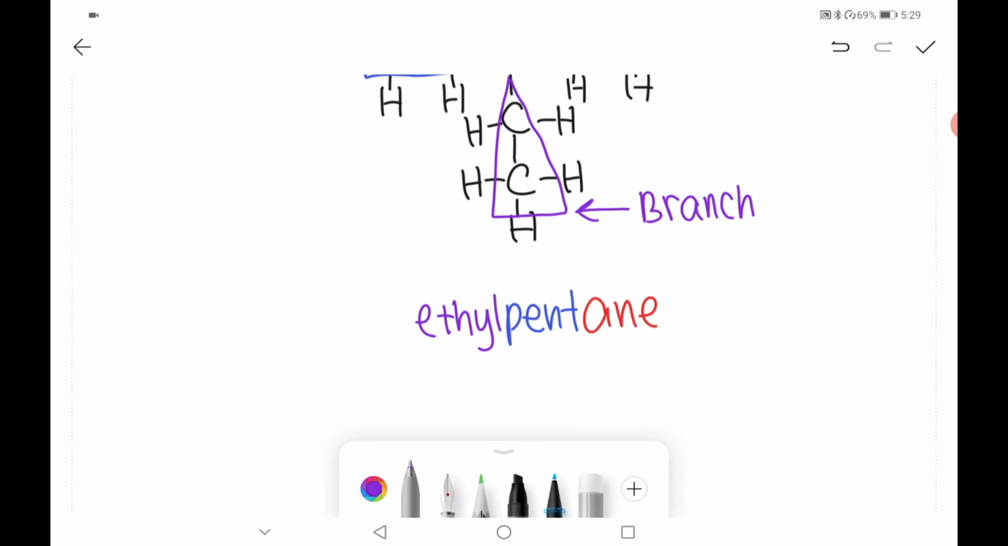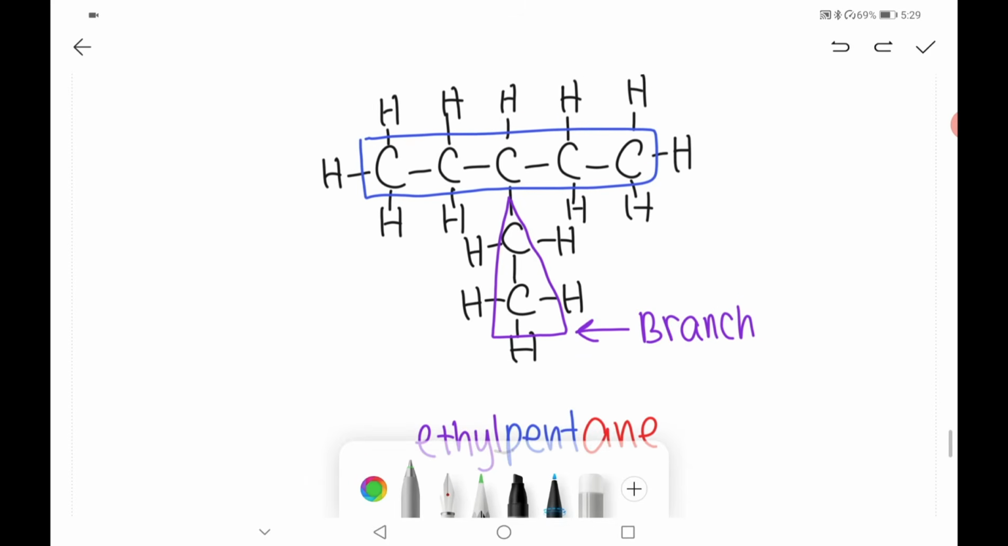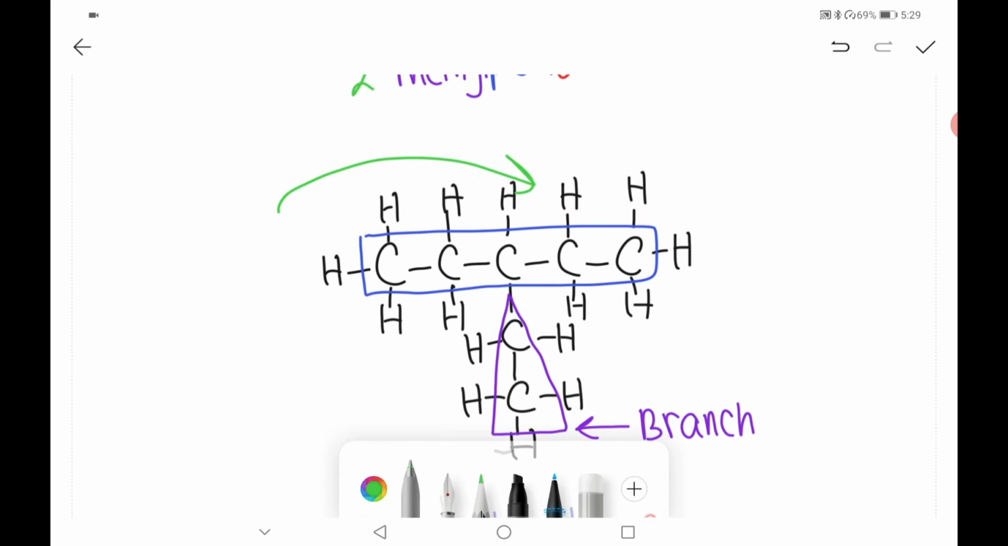So now after we name the branch, we need to tell the address. Where is the branch? How to get the location for the branch? You must count from left to right and right to left. If you count from the left to the right, this is carbon 1, 2, 3, it is on the 3rd carbon. If you count from the right to the left, this is 1, 2, and 3, so it's also on the 3rd carbon. Count from the left, the branch is on 3rd carbon. Count from the right, also on 3rd carbon.